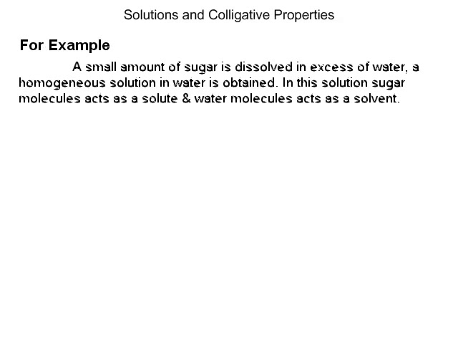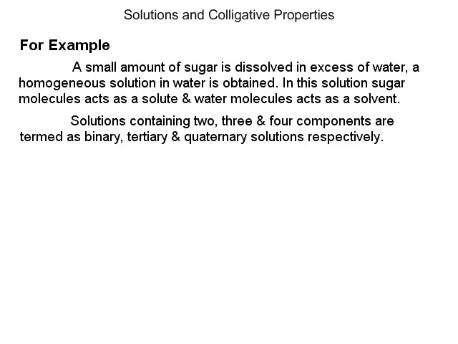For example, if a small amount of sugar is dissolved in excess of water, a homogeneous solution in water is obtained. In this solution, sugar molecules act as a solute and water molecules act as a solvent. Solutions containing two, three, or four components are termed as binary, tertiary, and quaternary solutions respectively.